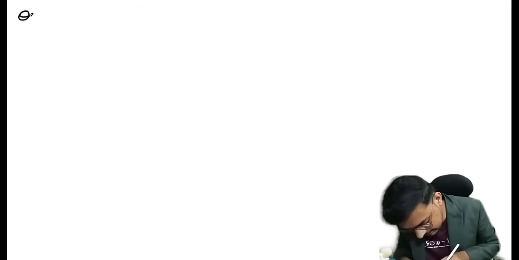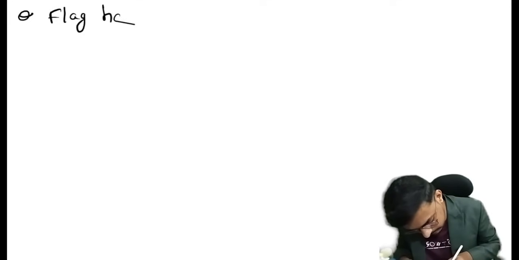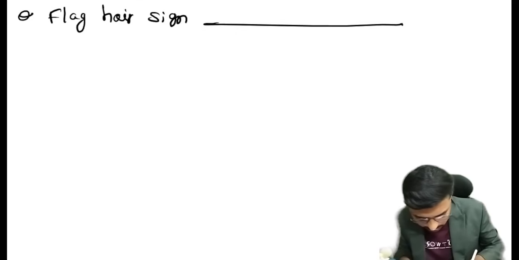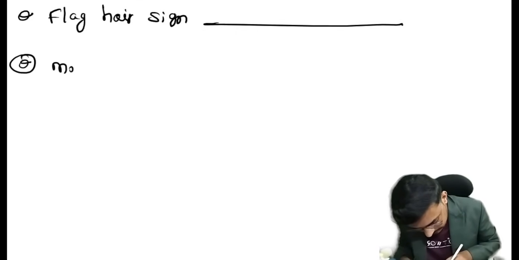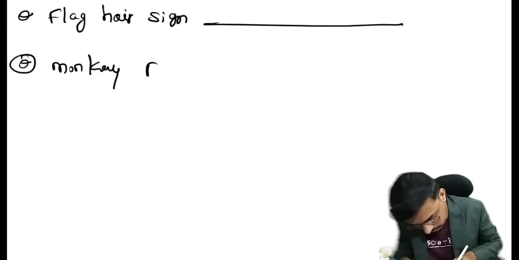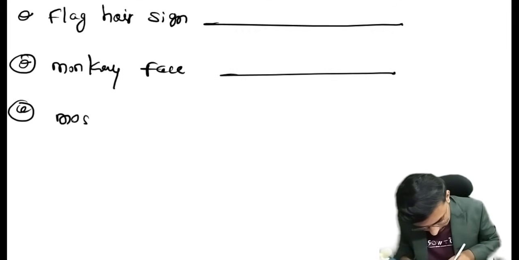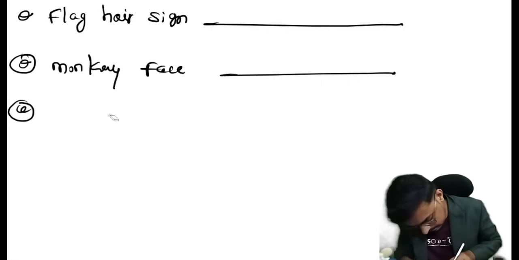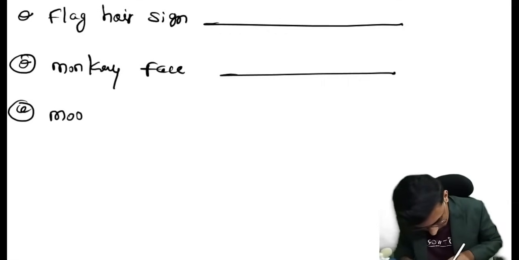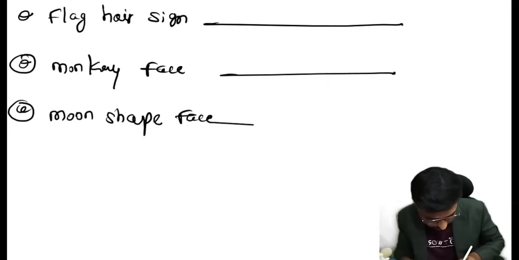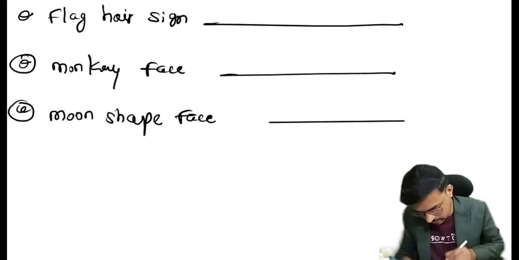Yes, the flaky paint dermatitis will be seen in which case? The flag hair sign, flag-like hair sign, seen in which case? Along with that, the monkey face, seen in which particular condition? Then after that, the moon shape face, seen in which particular condition, right? So these are the assignment questions.